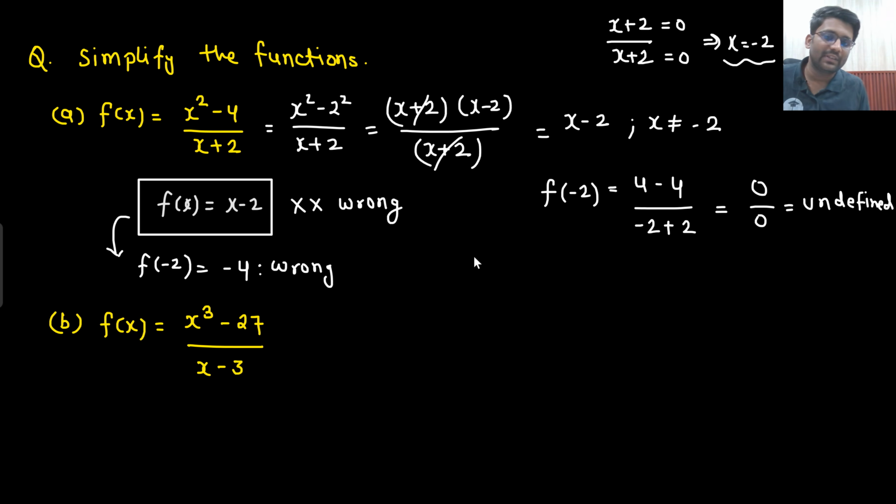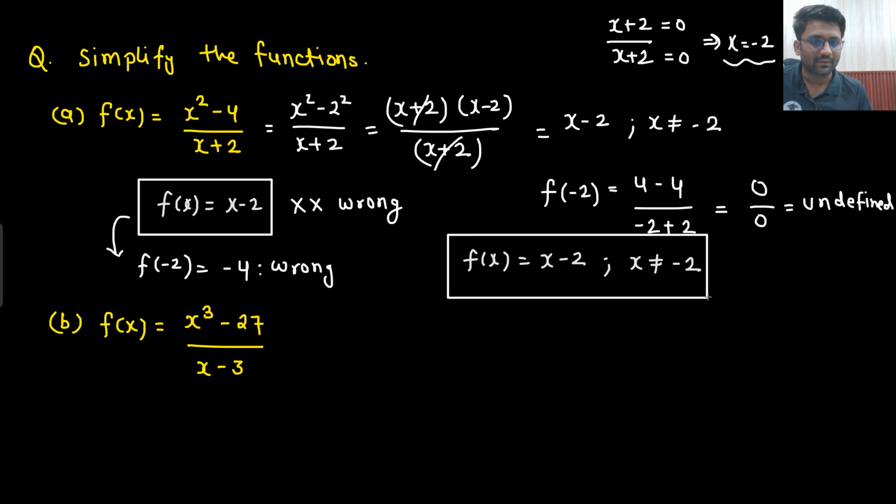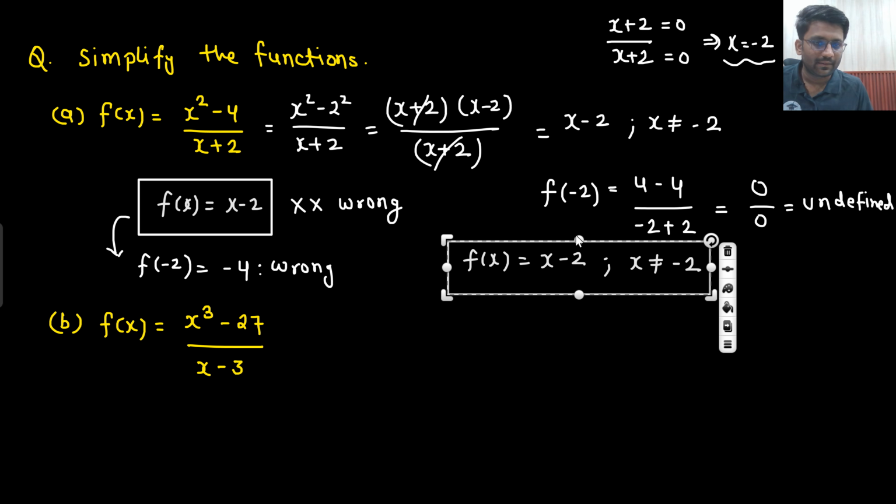So I have defined this function f(x) equals x minus 2. It is absolutely fine. But one more thing I need to put, that x cannot be equal to minus 2. This will be the correct definition.